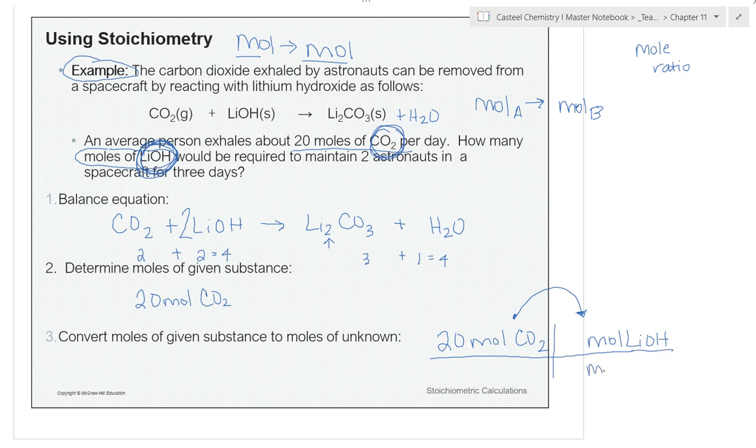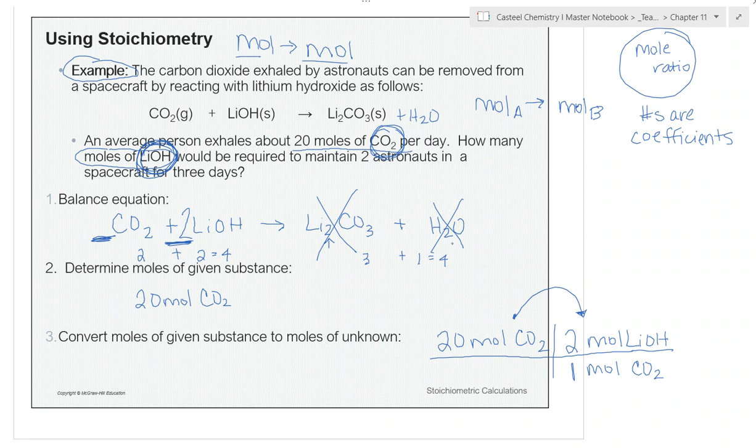And then what's got to be on the bottom? It's got to cancel. Well, when I do that and I see moles over moles, that's that mole ratio we're talking about. And the numbers are your coefficients. It's just the ratio that we get from the balanced equation. So look at LiOH and CO2. For every 1 CO2, there are 2 LiOHs. Notice, I don't care about either of these products. I just need to know how much lithium hydroxide I've got to have. So, in these railroad tracks, these 2 cancel, and now I'm going to do my math.